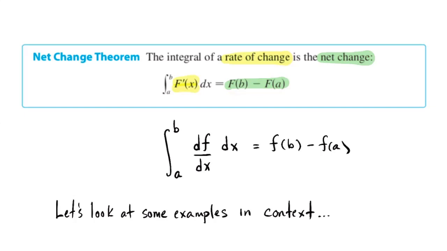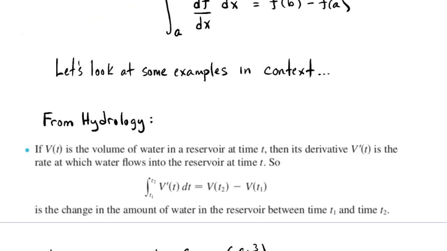Here below it, I've just written this in more Leibniz-like notation. It's again saying that the integral of a rate of change, I've called my rate of change df dx, and you integrate that with respect to x, well, it's the net change in F. It's the end minus the beginning value. Okay, so for this reason, the fundamental theorem of calculus is sometimes just called the net change theorem. It's called the net change theorem when the thing that you're integrating is itself a rate of change, when that thing is a derivative. Let's look at some examples in context.